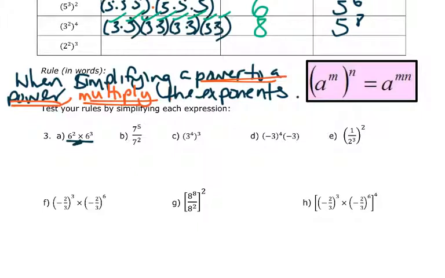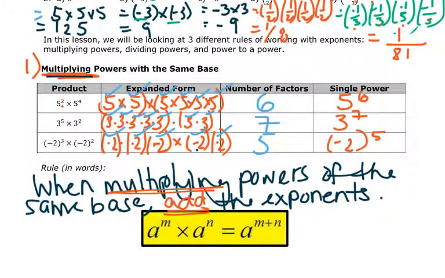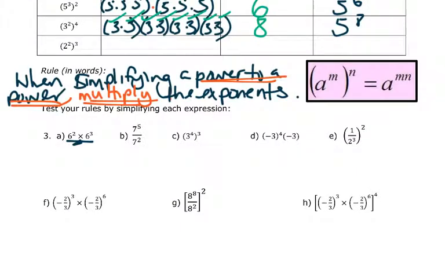So since we've got a times here, if we remember, that must be rule number 1. Rule number 1 says when we multiply powers of the same base, we have to add the exponents. So let's do that. So we have 6 to the power of 2 times 6 to the power of 3. It's just going to be 6 to the power of, we're going to add those exponents, 2 plus 3, which is going to be 6 to the power of 5. Done. 6 to the power of 5.